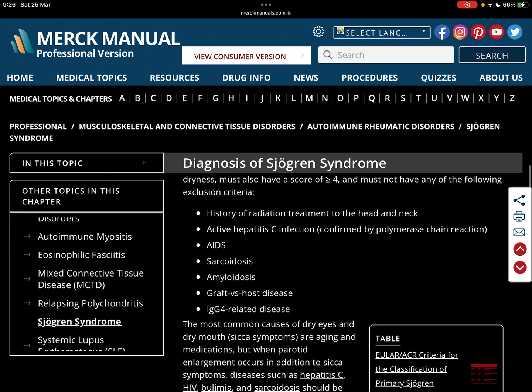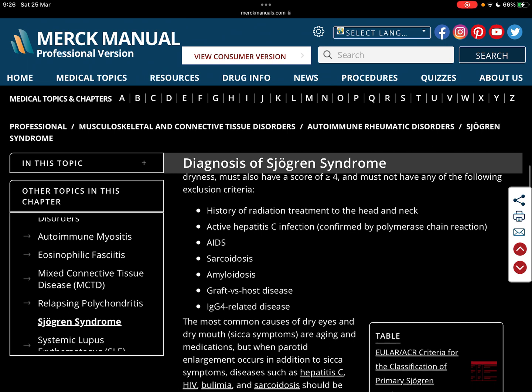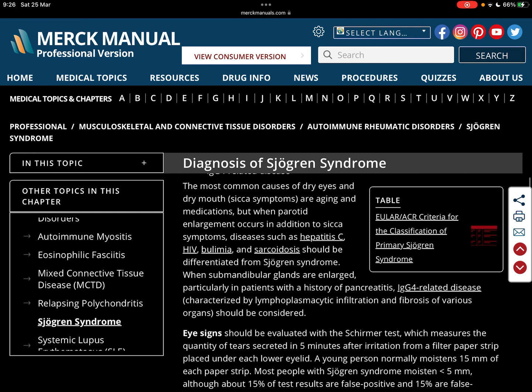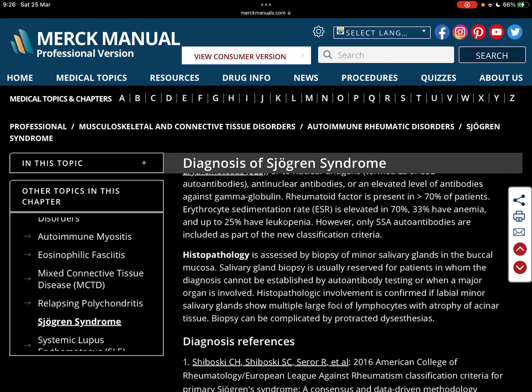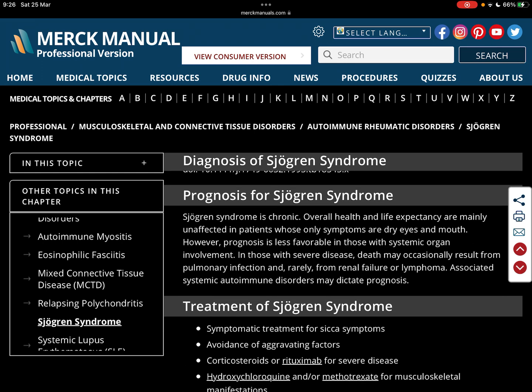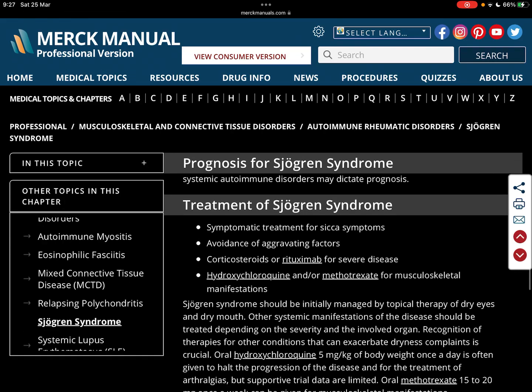And here are the exclusion criteria, what we said: someone with AIDS, someone with active hepatitis infection, someone with amyloidosis, sarcoidosis, Graves' disease, IgG4-related disease, radiation to the head and neck. They are excluded from diagnosis with Sjogren's syndrome. Okay, I won't go through it. Prognosis. Usually, Sjogren's won't affect the life expectancy of the patient, yet if it's systemic, it may. Also, the main autoimmune disease that the Sjogren's may be secondary to may affect the life expectancy. That's what I can say.